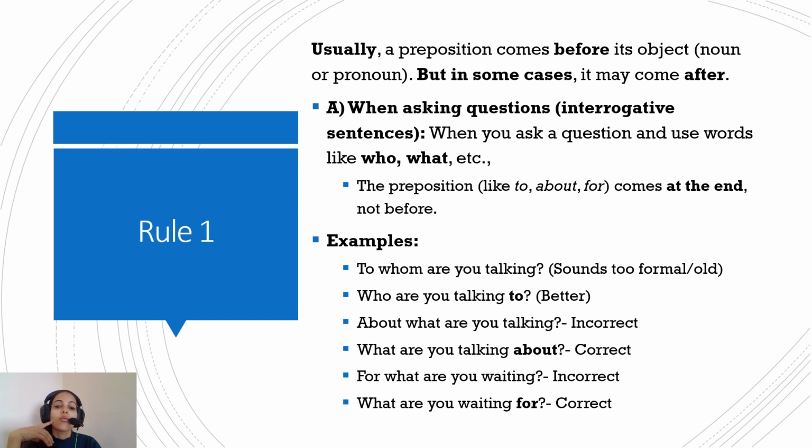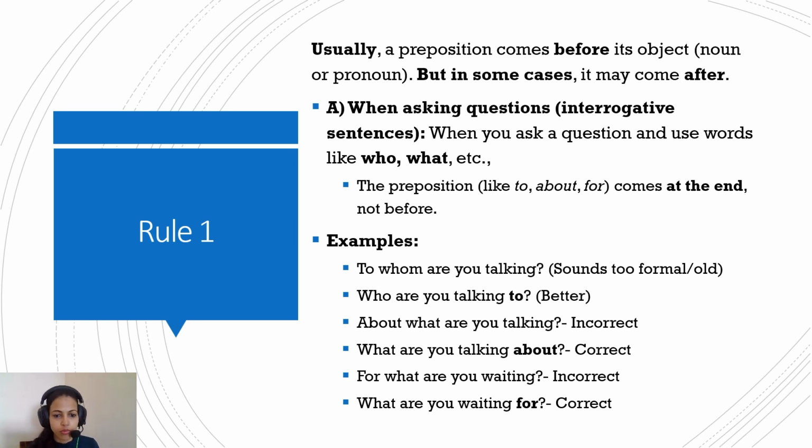So let's see. While we saw that prepositions come before the object, in some cases they may also come after the object. And what are those special cases when the prepositions may come after the object? First, when you are asking questions, that is in the interrogative sentences. When you ask a question and use words like who or what, then prepositions may follow the subject. So prepositions like to, about, or for may come after the noun and not before the noun.